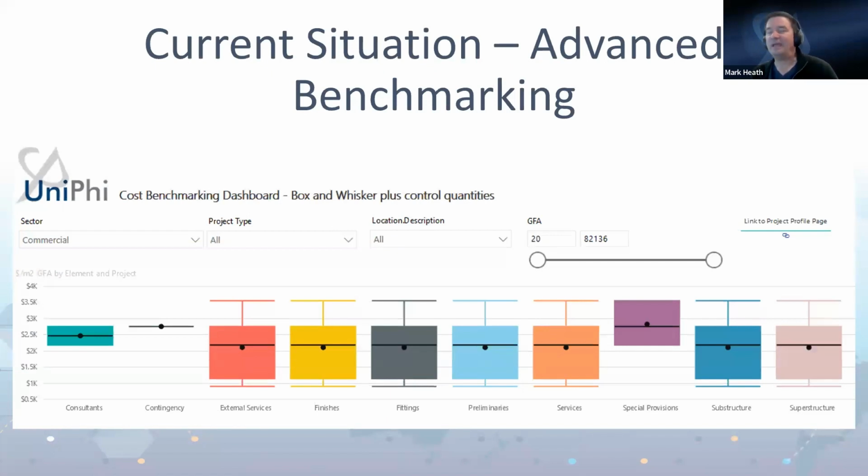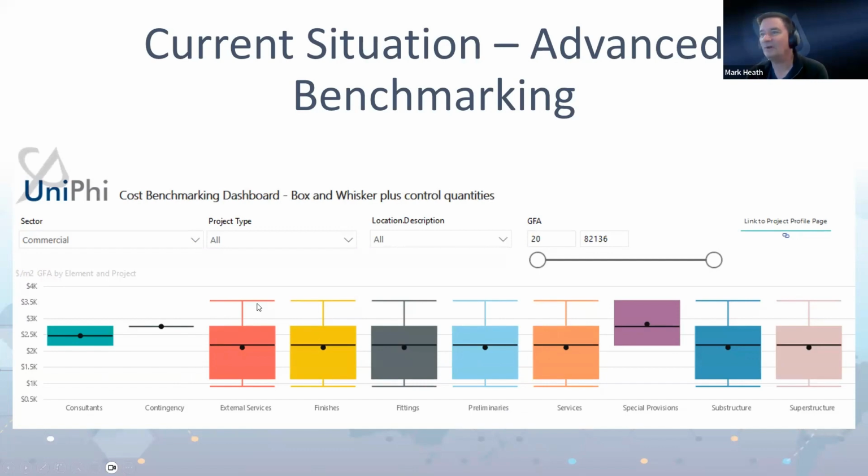So at the moment, we already have quite easy ways of analyzing your data through Power BI. And this is an example of what I'm talking about with metadata. You've got sector, project type, and location description. You've got gross floor area. You've got a link to project pages when you highlight a project, but this is actually a range of data points, right? Wouldn't be a million, but it's a range of data points to show you the price per square meter of floor area for different types of things on a building. The consultant fees, the finishes, the fittings, the substructure, the superstructure.